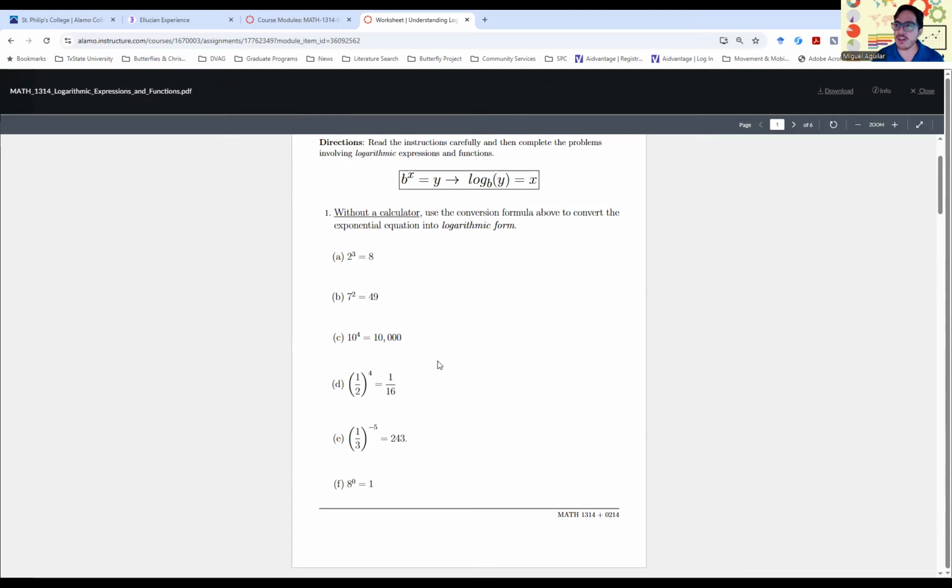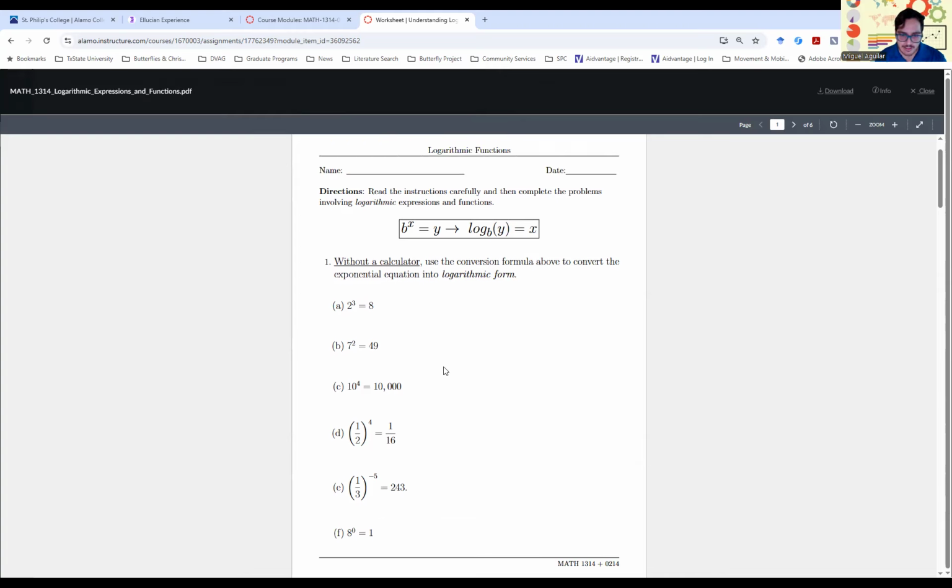The common log and the natural log are front and center, because you should be able to see those buttons on the left side of your calculator. But whenever you want to change the base, that's going to require a few steps to figure out where that is. Can you guys see this worksheet here?